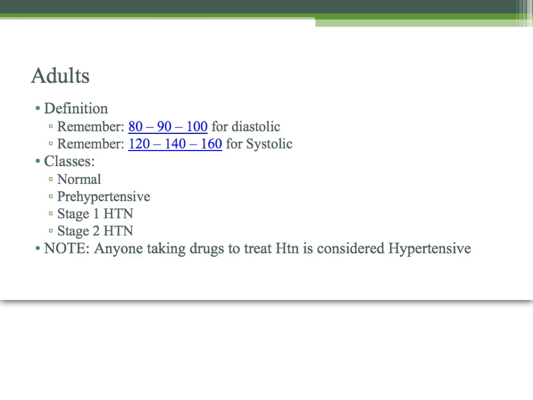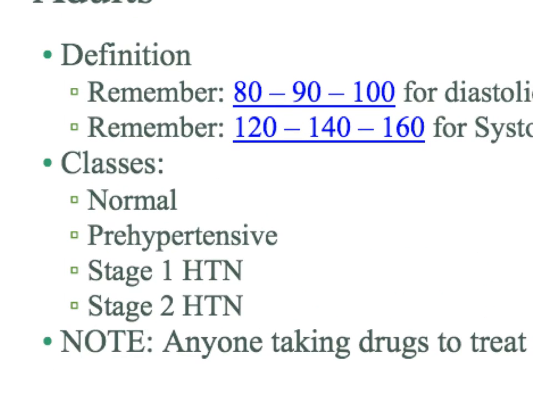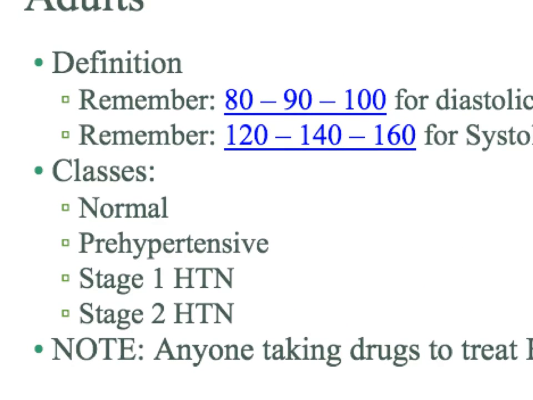And what you want to do is remember for diastolic, you want to remember 80, 90, 100. And for systolic, you want to remember 120, 140, 160. So let's talk about normal blood pressure really quick. If systolic is less than 120 and diastolic is less than 80, you're normal.